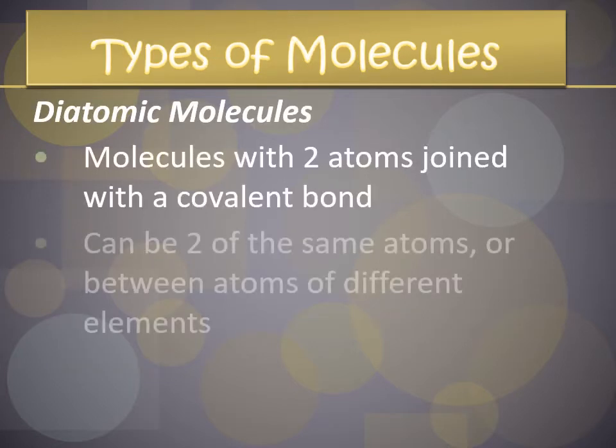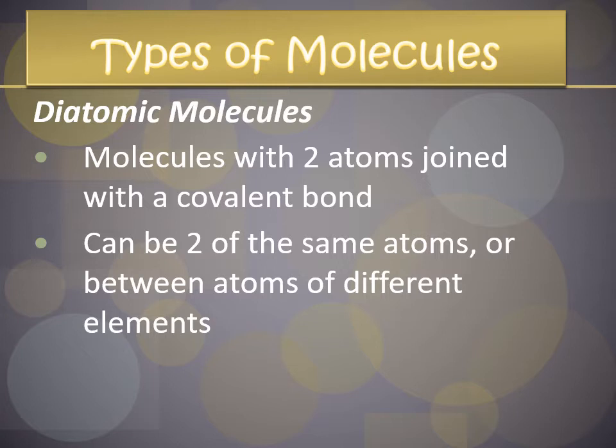So a type of molecule that we are going to start with is called a diatomic molecule. And di means two and atomic means atoms. So these are molecules that are made up of two atoms joined by a covalent bond. The atoms can be two of the same, so two of the same elements, or it can be between atoms of different elements.